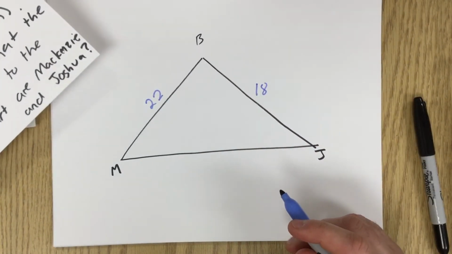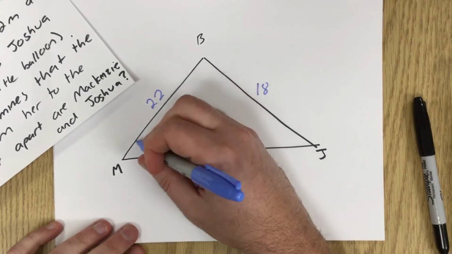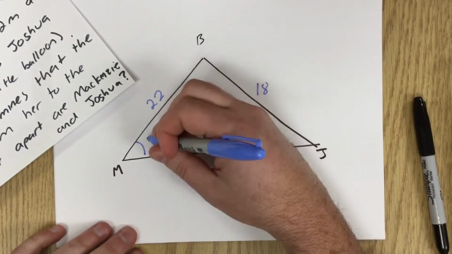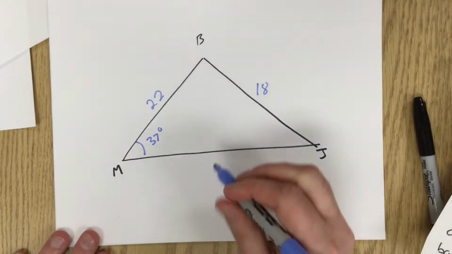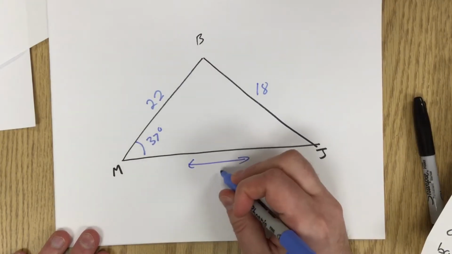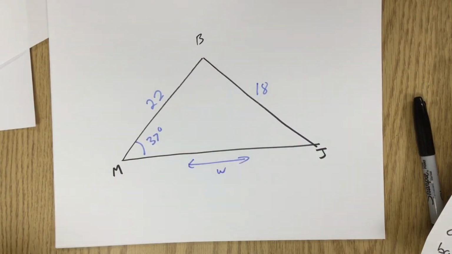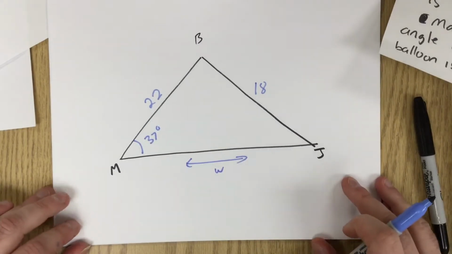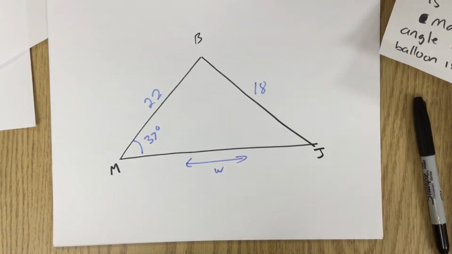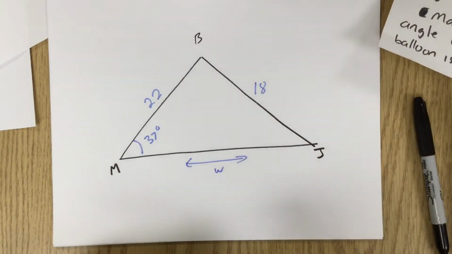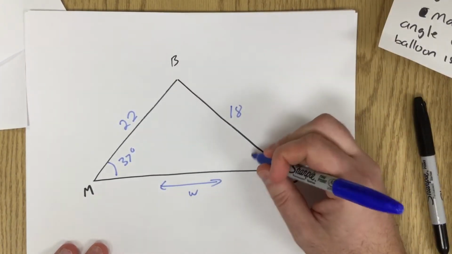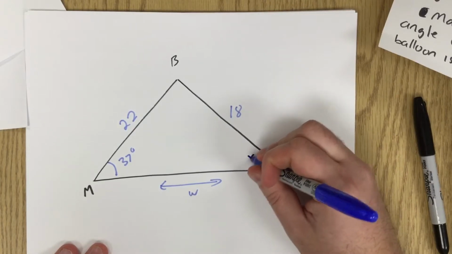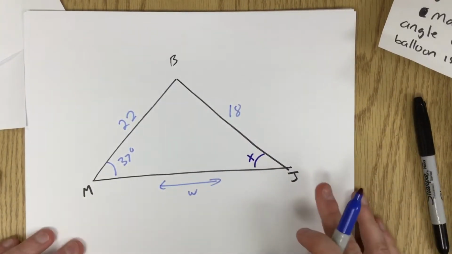And the angle of elevation from her to the balloon, so the angle of elevation is this one over here, looking up at the balloon, is 37 degrees. And the question is, how far apart are Mackenzie and Joshua, which we'll call W for no major reason, except that's the letter I used before. Okay, so we're going to solve this. I really didn't leave myself much room here. I'll squish it in. So what I'm going to do is find this angle first, which I'm going to call X.